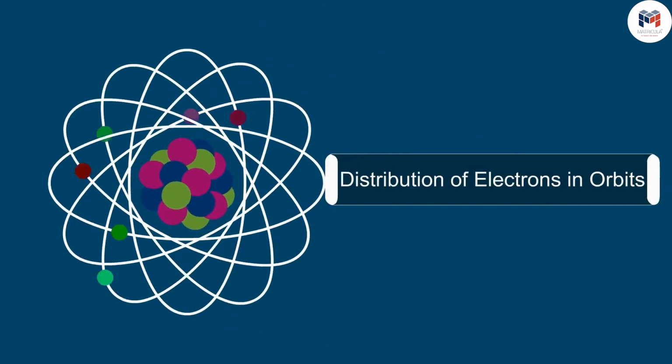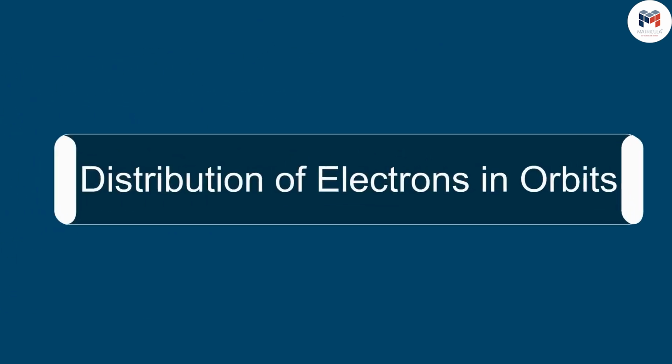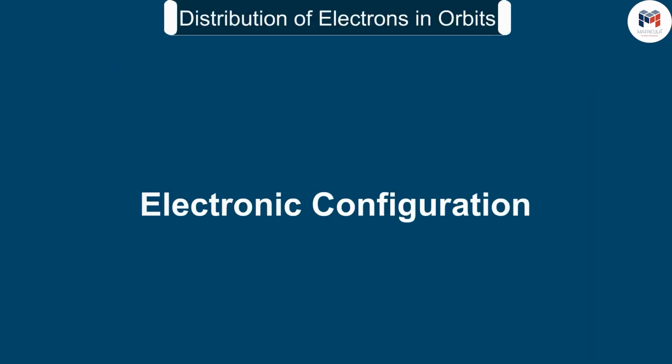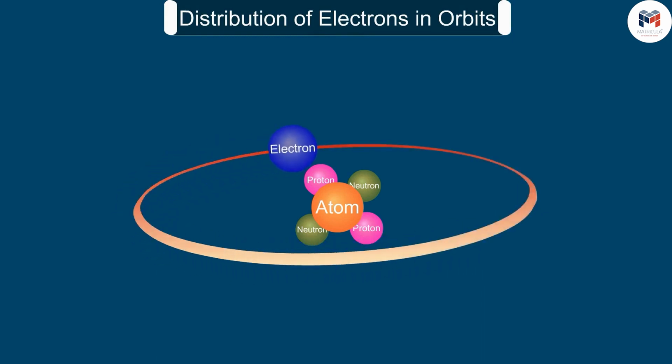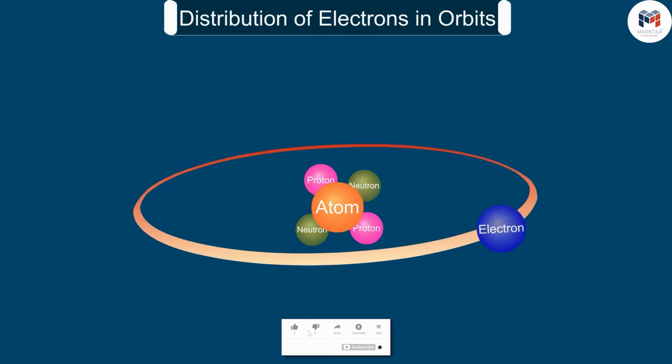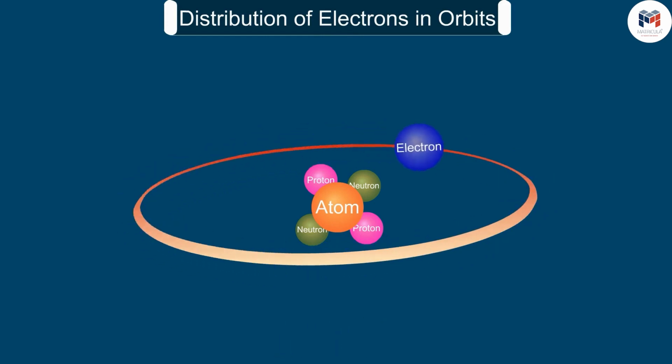The topic we are going to study in this session is the distribution of electrons in orbits. We also know it as electronic configuration. In the previous video, we saw that the protons and neutrons in an atom exist in its nucleus, and electrons revolve around the nucleus in well-defined orbits. Let us now see how electrons are distributed in different orbits of an atom.